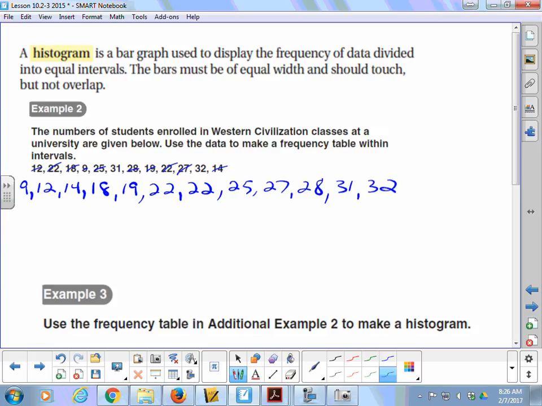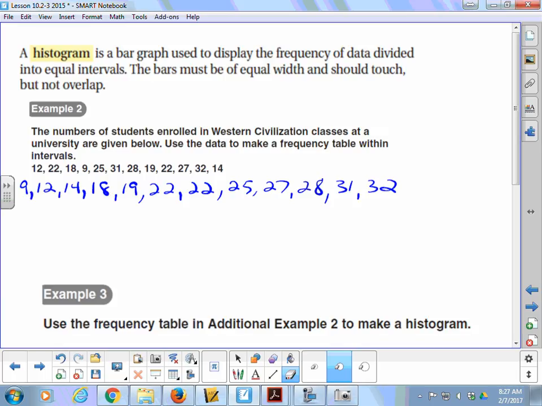So once we have all of our numbers in order, we look at the smallest and the largest number, and we want to make intervals so that our histogram only has about 5 bars. 6 bars would be okay. So we take the largest number, 32, subtract the smallest number, 9, and divide by 5. That way we can find how wide we want our intervals to be.